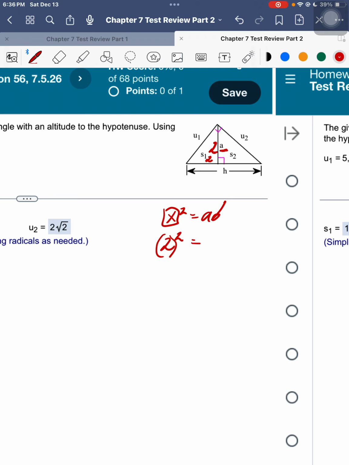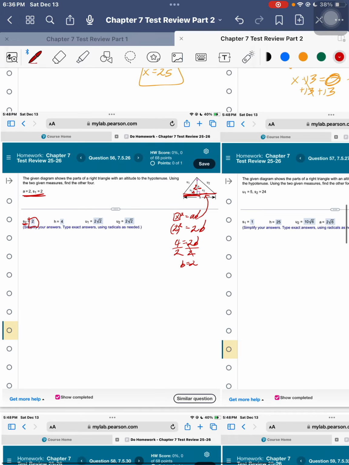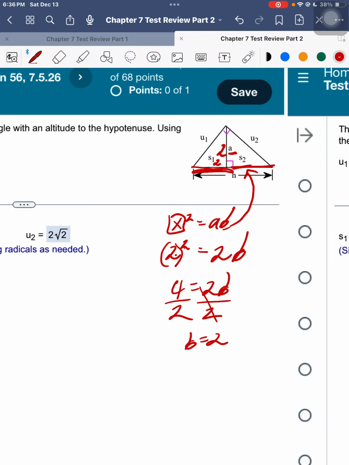And what's my A? Well, my geometric mean is on my altitude. My A and B are the two segments of the hypotenuse that were cut by the altitude. So I have this S1, 2, and I have this B. So now what is 2 squared? 4 equals 2B divided by 2. So my B is equal to 2. And what's my B? My B is this S2 value. So my S2 is 2. Now, let's put 2 right here.